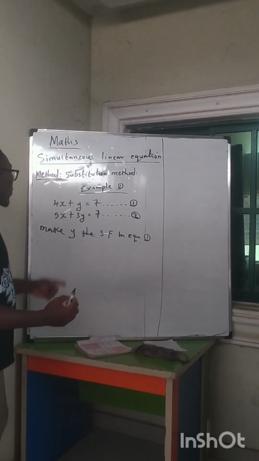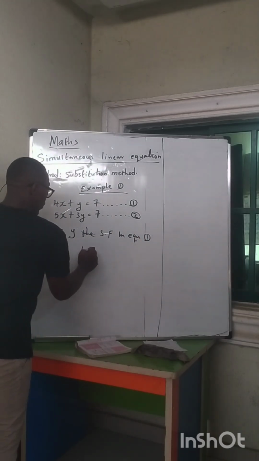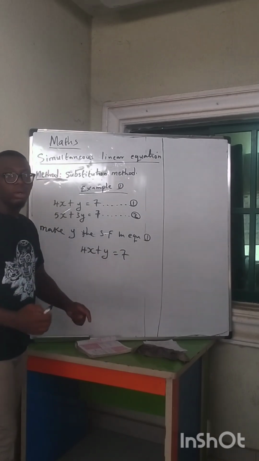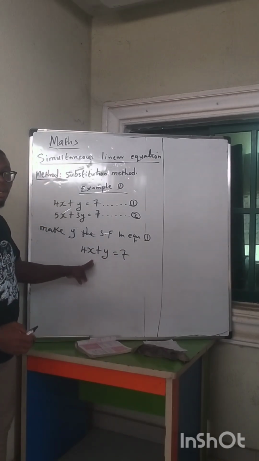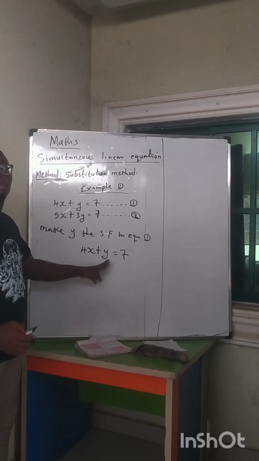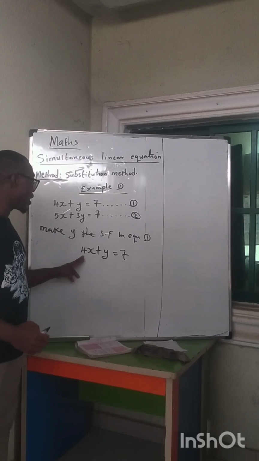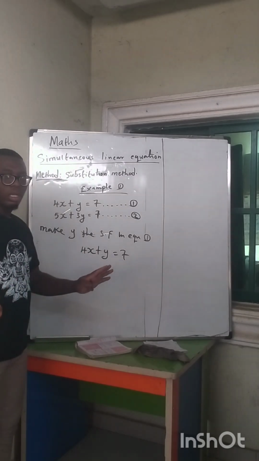Okay? So now we have it this way. This is equation 1 here. 4x plus y equal to 7. Okay? This is equation 1 here. So now, for us to make this y the subject formula, we are going to transfer everything here, this 4x, over to the other side in a normal way.